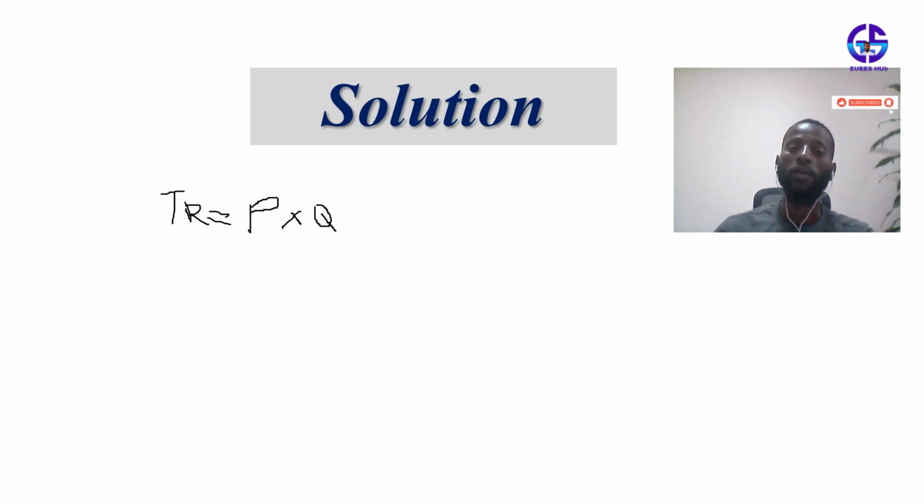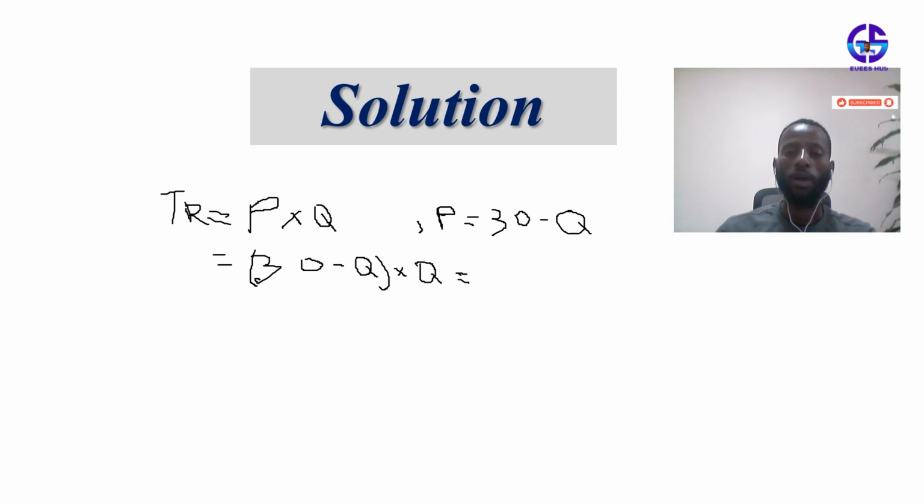So the price P is given by the demand function. Whereas this P is equal to 30 minus Q. The given demand function is P plus Q equals to 30, so rearranging for price, P equals to 30 minus Q. So we replace it here: this is equal with 30 minus Q, times the whole Q. So we get 30Q minus Q square.